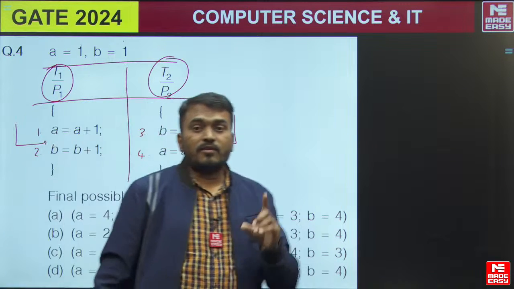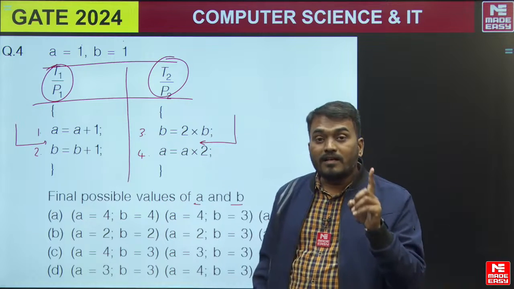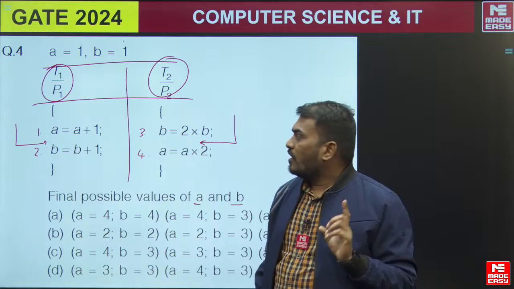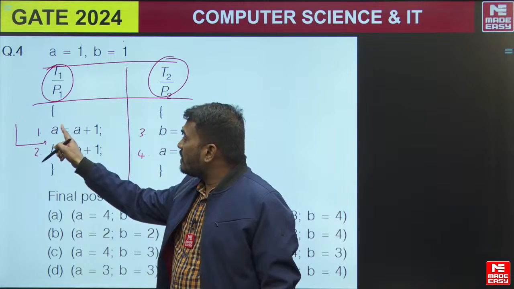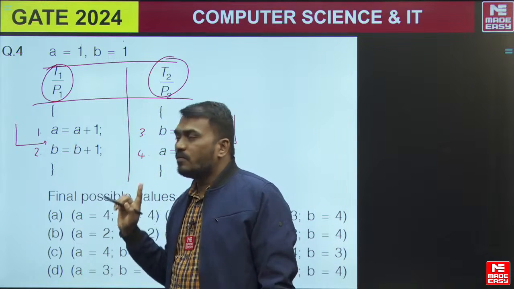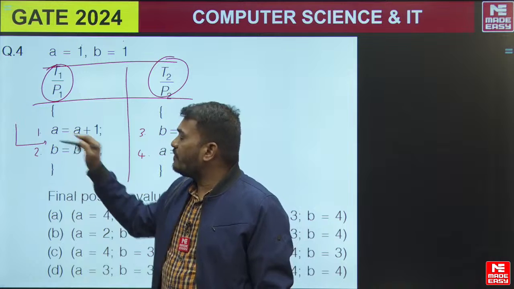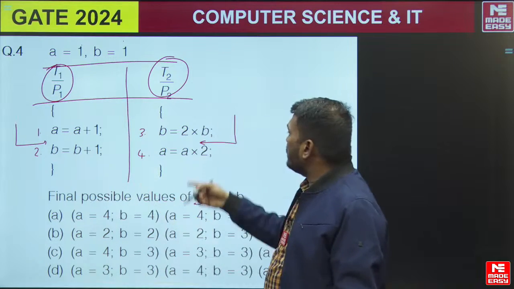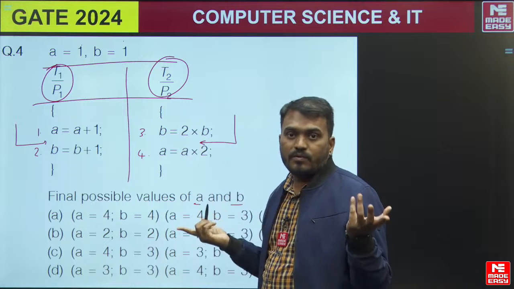Remember, when you are executing them concurrently, what is not possible? Which combination is not possible? Okay, before executing the first statement, you cannot execute the second. Without completing the first statement, you cannot execute the second, and the same thing here: without completing the third, you cannot execute the fourth one, correct?